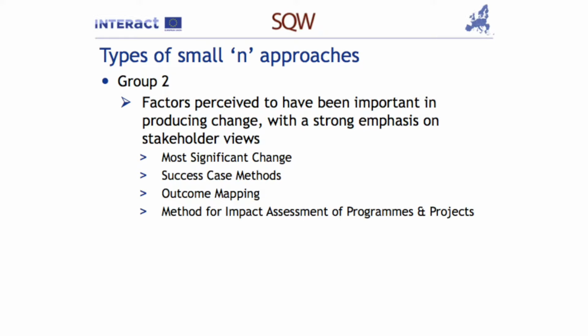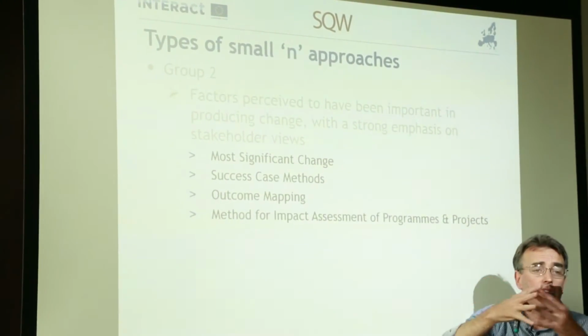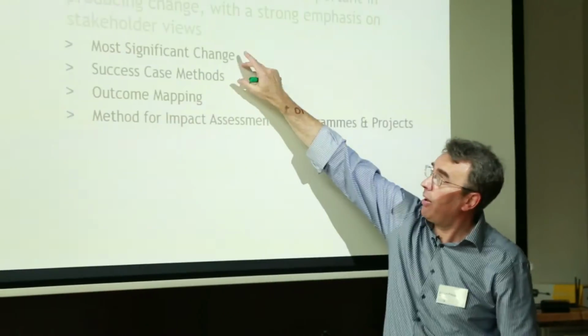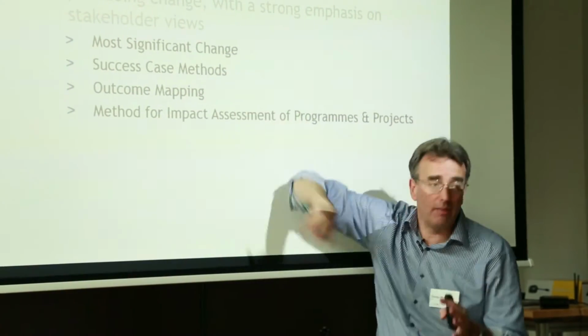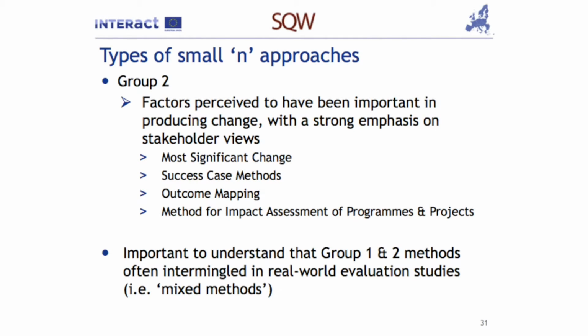And again, don't fall into the trap of believing that when you're looking at group 2 approaches, you can only do that or that or that or that. Actually, you can run these things in permutation. I'll have some of that with that, some of that with that. So don't get fixated in believing you can just choose the one. My point is that it's important to understand that the group 1 methods and the group 2 methods can often be intermingled and spliced together in real-world evaluation studies.